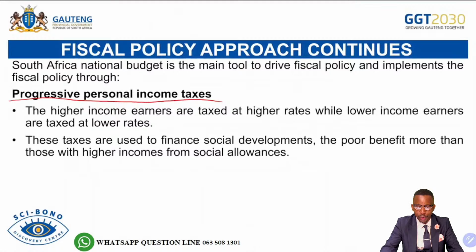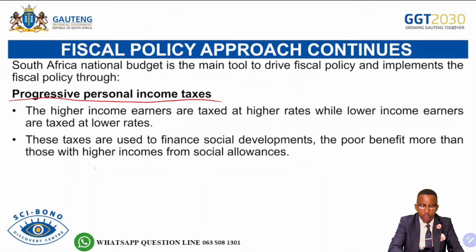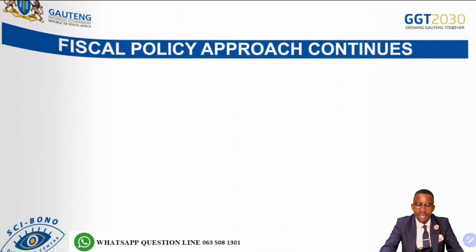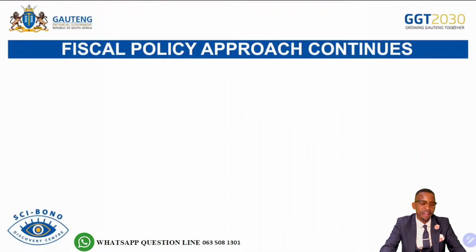These taxes are used to finance social development. The poor benefit more than those with high income from social allowances. Remember, those people that are unemployed, old or disabled have transfers that they receive from the government to afford their basic living. So that's why we say they are the main beneficiaries of these tax revenues.